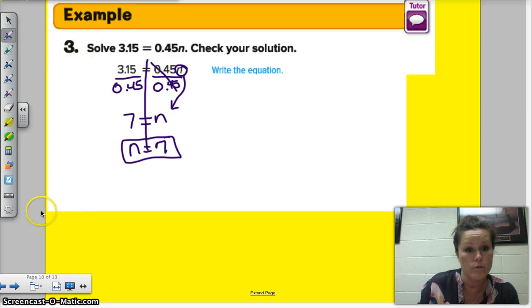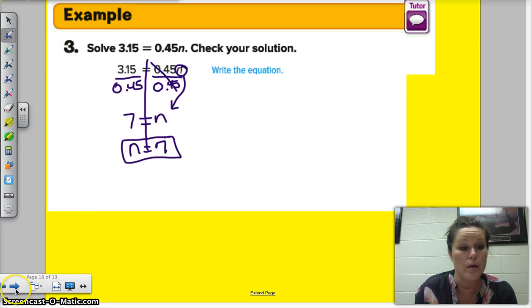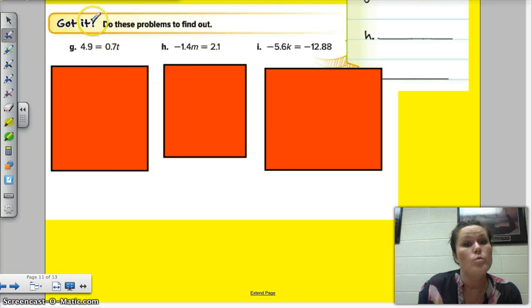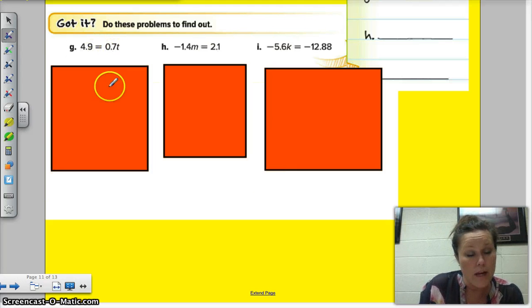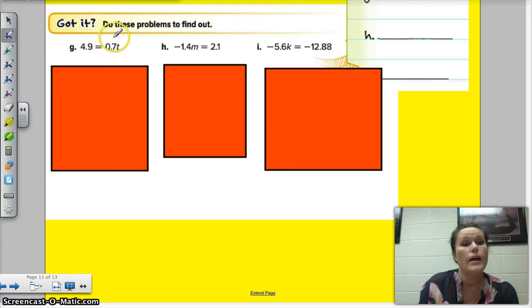That's the walkthrough of what you see happening in your book. So, would you practice these? Divide by the coefficient in front of the variable, and bring down the variable, and do the same on both sides. Go ahead and pause now.